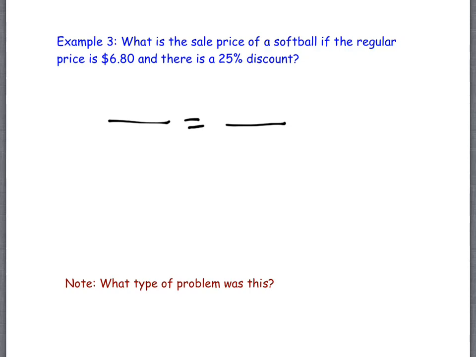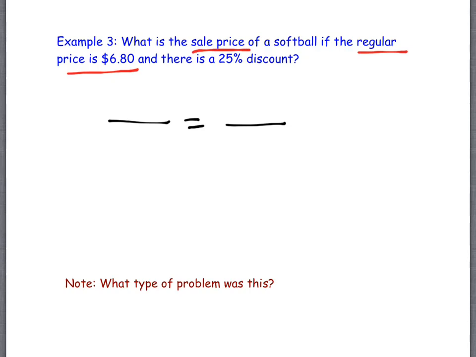One side of the equation is going to be about the percentages, and the other side is going to be about the sale or the price or the original size or whatever the context is in your problem. So for instance, on this one, there's a 25% discount. Now you have to be careful about what you're being asked for. The regular price is $6.80, and we want to know the sale price.